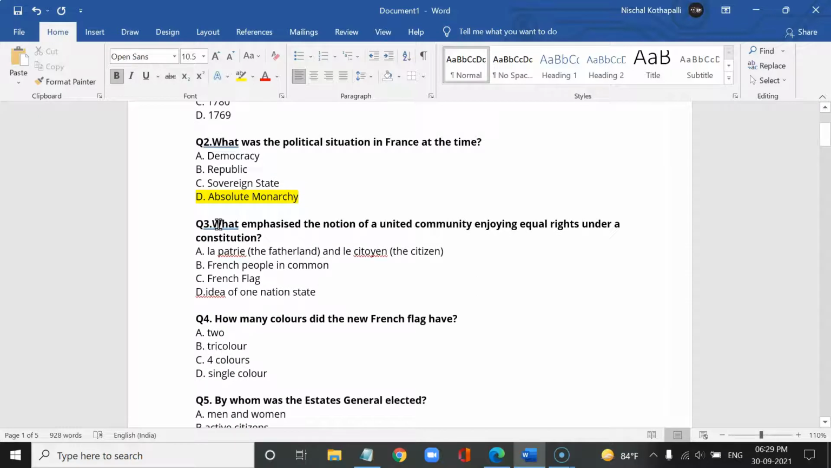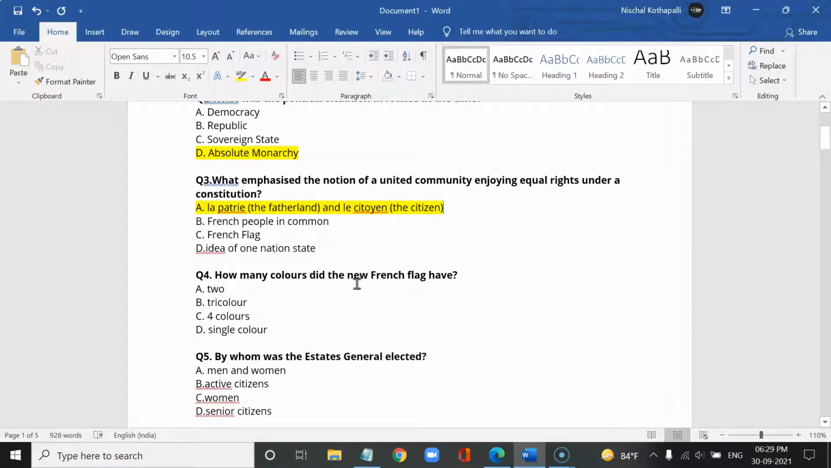What emphasized the notion of a united community enjoying equal rights under a constitution? If you look back at the textbook, you know that the answer would be A, because they coined these terms like la patrie and le citoyen, which emphasized the notion of a united community. The other options had different meanings of nationalism, for example, the French flag replacing the royal standard, and the idea of one nation state, but these aren't exactly related to what the question is asking. The answer is these two terms that they coined.